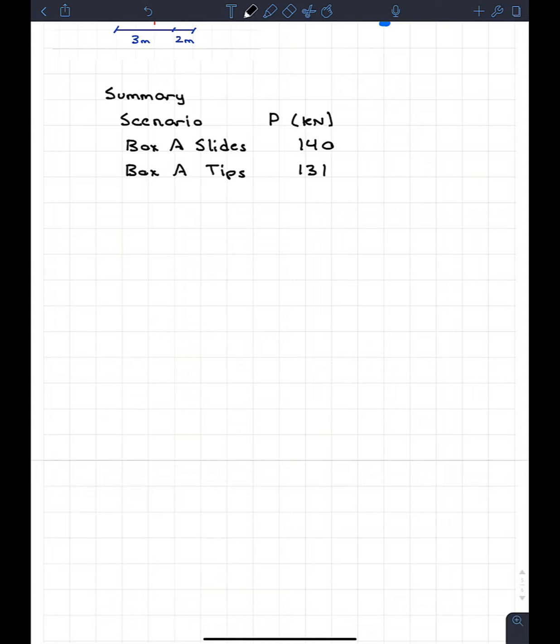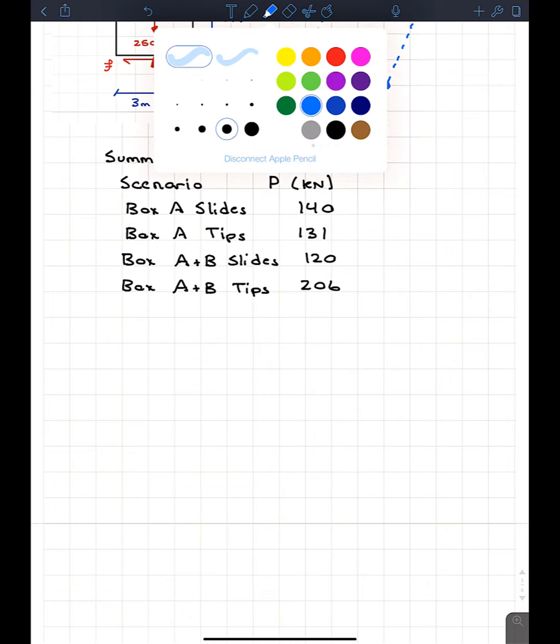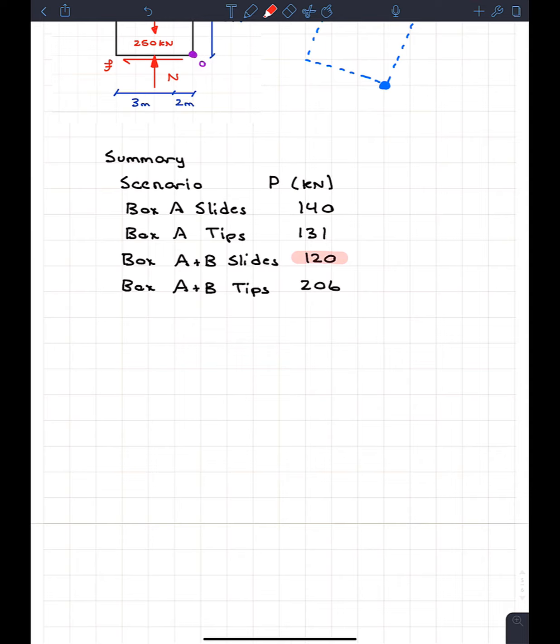And we got box A plus B slides, and this one was 120. And we have box A plus B tips, and this one was 206. This would require a lot of force, and again, this clearly won't govern. So our governing one is going to be the one that happens at the lowest P. And if we look at this scenario, well, this is going to be this. 120, that's the lowest value. So therefore, box A and B slide together.